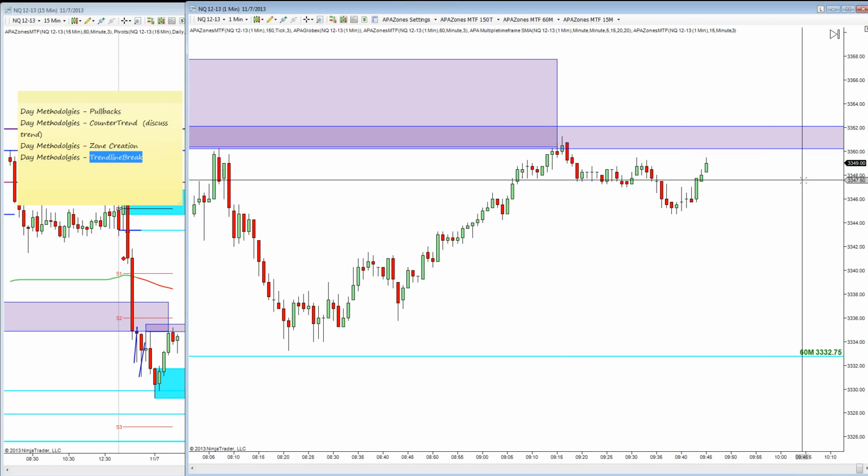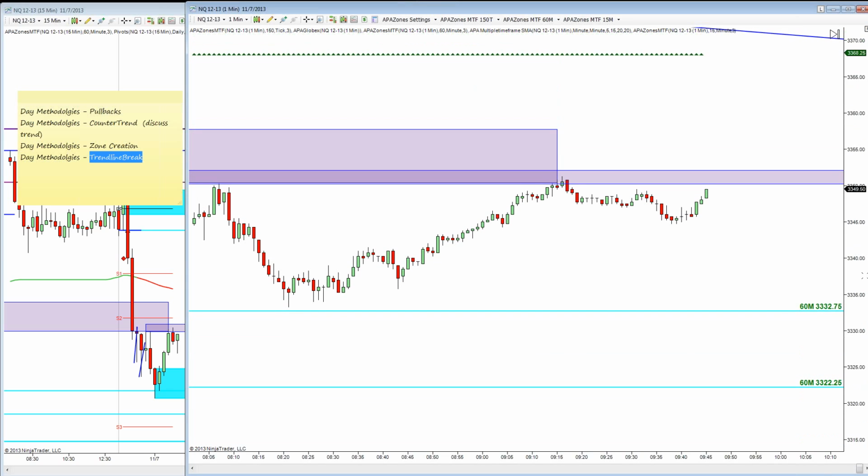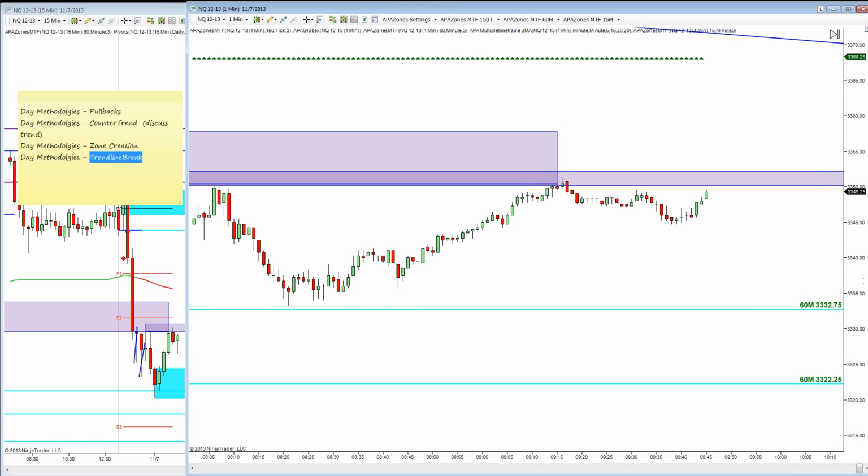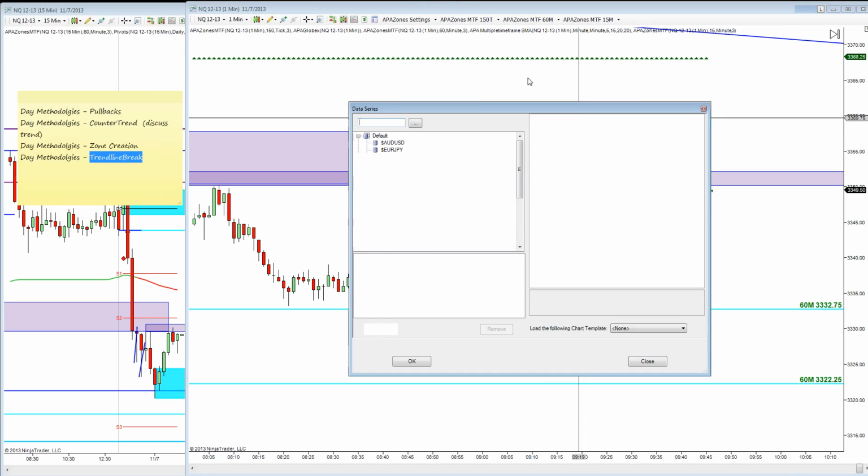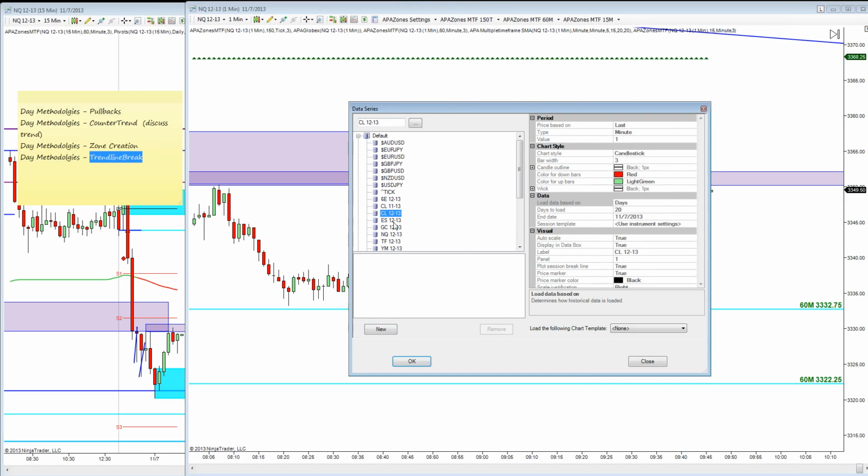Yeah, so just want to make everybody aware that we'll probably be releasing an Apazones 3.5 that gives you that option. The zones should also be a whole lot faster to load. Check this out. Let's do ES on a 5-minute chart.